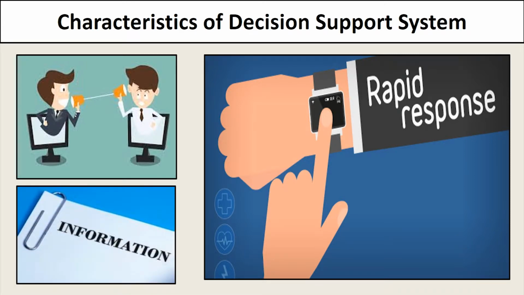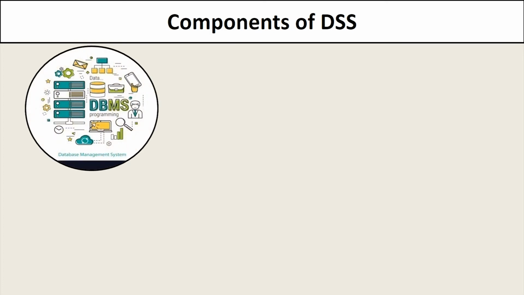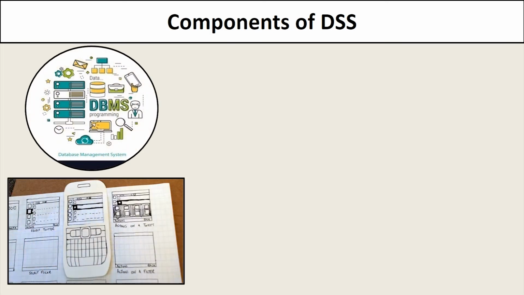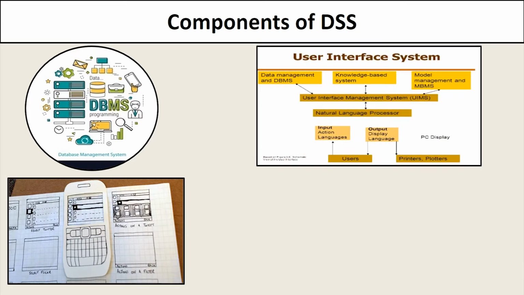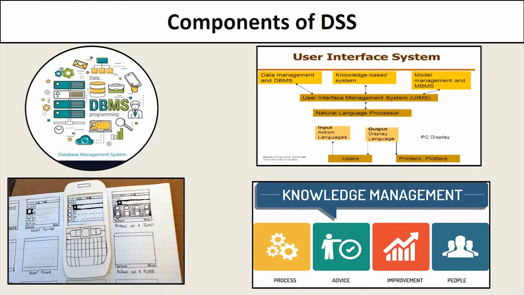There are various components of decision support system, and majorly four components are considered. First, database management system. Second is model management system. Third is user interface management system. And lastly, knowledge based management system. Let's try and discuss and learn about them one by one.